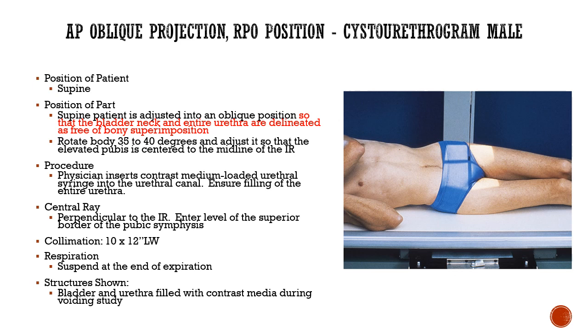The physician inserts the contrast medium loaded urethral syringe into the urethral canal. You're going to ensure filling of the entire urethra. The central ray is going to be perpendicular to the image receptor, and we're going to center at the level of the superior border of the pubic symphysis. Collimation is 10 by 12 lengthwise, and we're going to suspend at the end of expiration. The bladder and the urethra are filled with contrast during the voiding study.